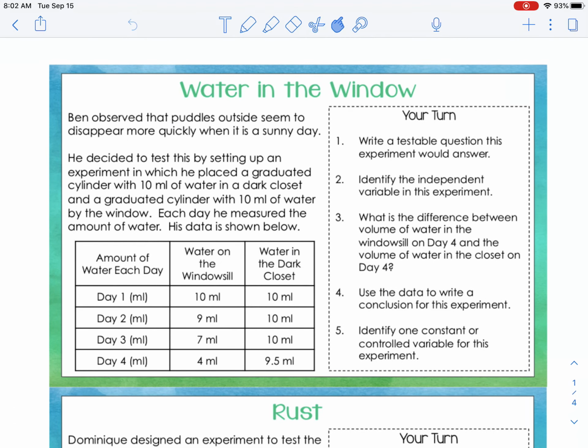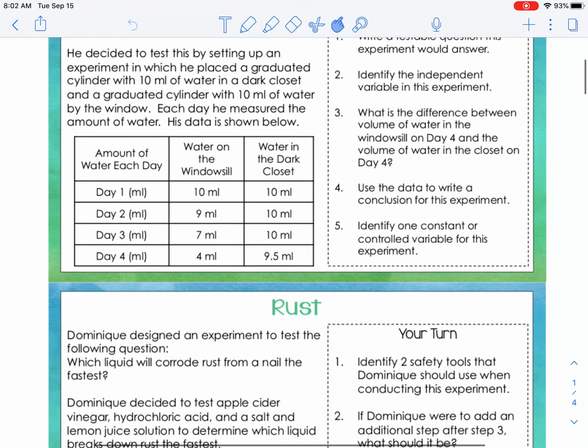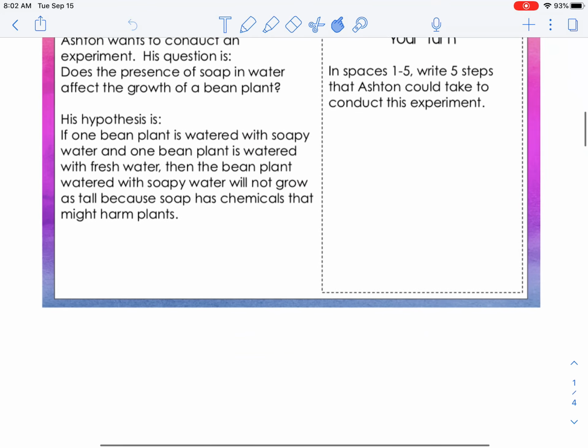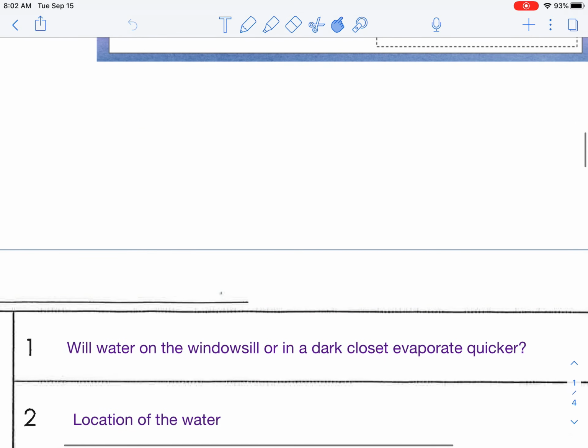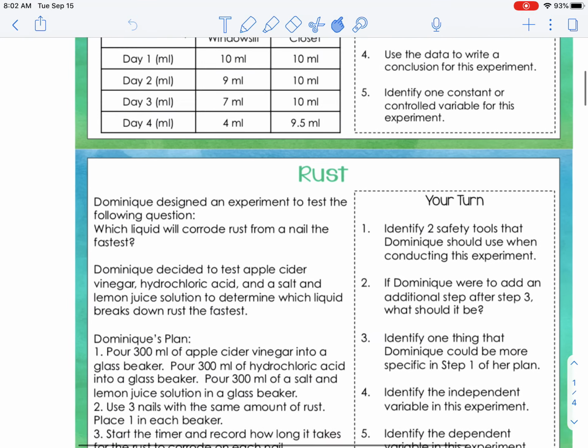Identify the independent variable. So what is it that we are purposely changing between these two groups? And it's going to be the location of the water, either on the windowsill or in the dark closet.